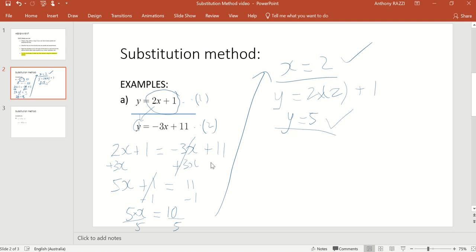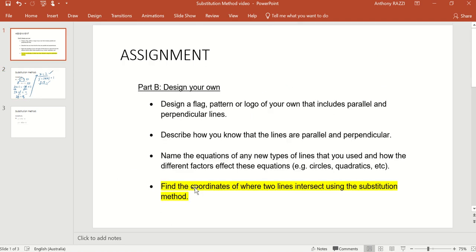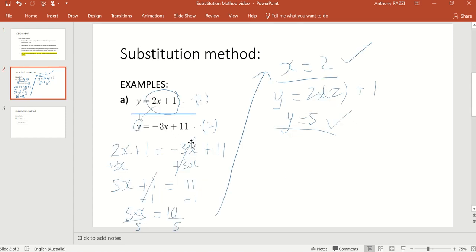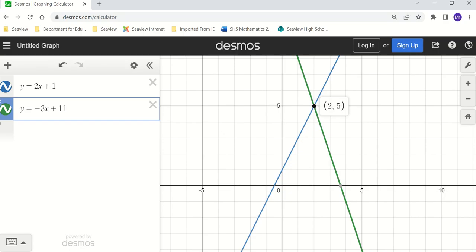Now, you need to demonstrate this substitution method only once. Once is enough to get an A for the fluency or maths part of the rubric. So you need to find the coordinates of where two lines intersect using the substitution method. And that's what we've just found. We found the solutions to these two lines. And what I would like you to do is, once you've done this in your Word document, show the maths, I want a screenshot of the lines showing the equations and where they intersect.